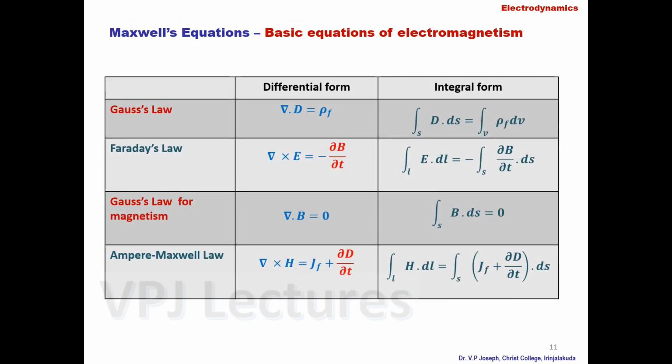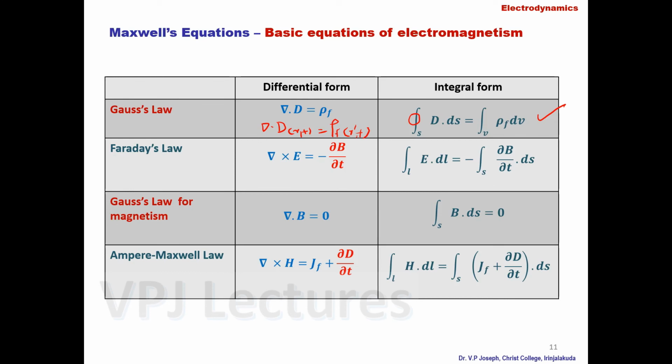So the four Maxwell's equations, the differential and integral forms, can be considered once again. The Gauss law in electrodynamic situations, del dot D is equal to rho f, that is del dot D of r, t is equal to rho f of r dash, t, or closed surface integral D dot ds is equal to volume integral rho f d tau or dv. That is the Gauss flux theorem equation.